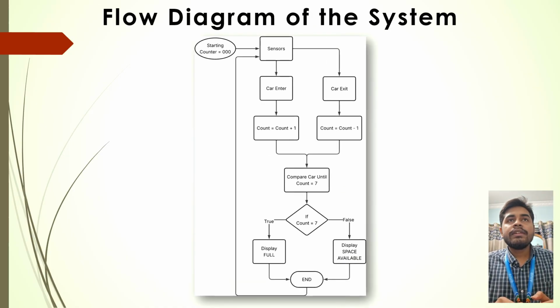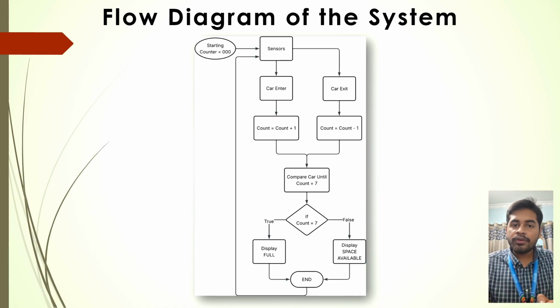Here we can see sensors like car entry and car exit. When a car enters, the count goes plus 1. When a car exits, the count goes minus 1. Then the signal is sent to the comparator to compare the car count with 7. If the count is 7, it displays full. If the count is less than 7, it displays space available. Then it repeats the process, starting the count from 000.